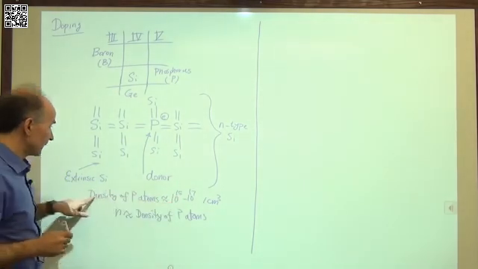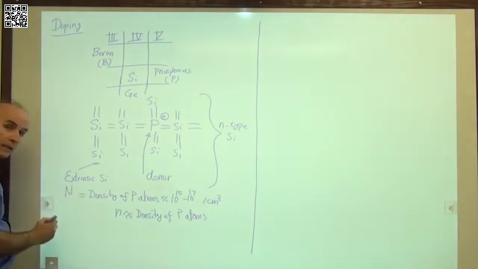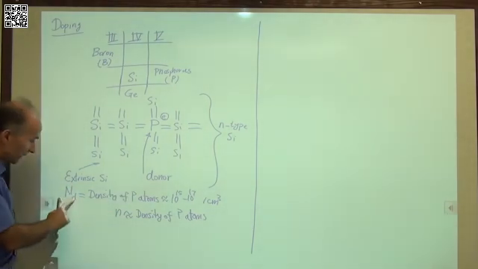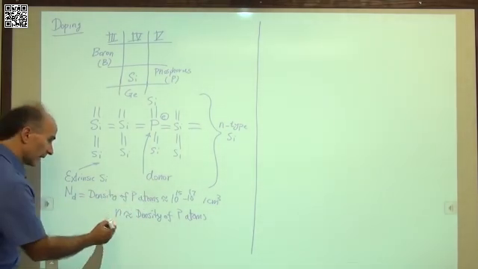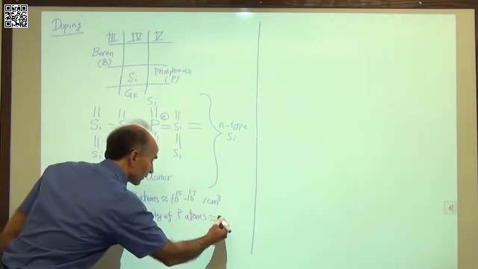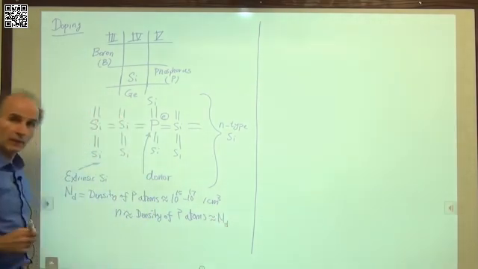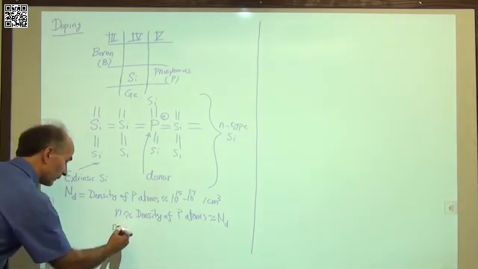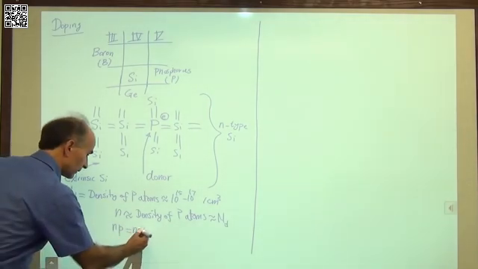And this density has a name. We show that by uppercase N and then lowercase d. N is the density of the dopants that we're introducing, and d shows that it's a donor density. So we say that N is approximately equal to ND. All right? And it turns out that also we have N times P is equal to Ni squared.